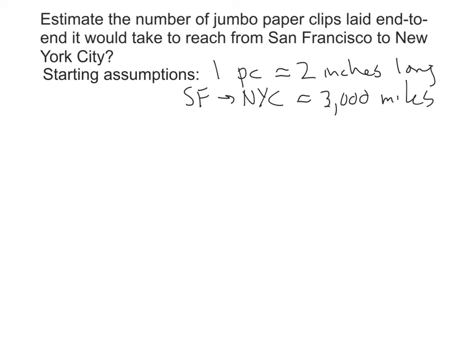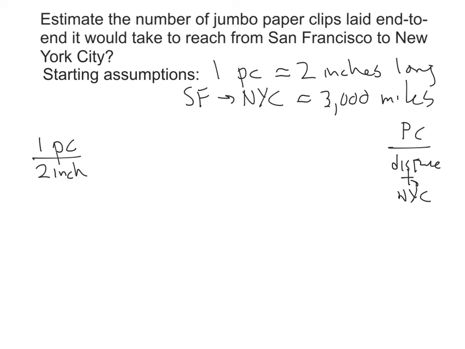So we want our answer to be in paper clips per distance to New York City. So those are the units we want at the end, which means we should start with paper clips over 2 inches. So one paper clip over 2 inches, and that gets us started, which means that if we can convert from inches to feet, and from feet to miles, and from miles to distance to New York City, we're going to have paper clips per distance to New York City.